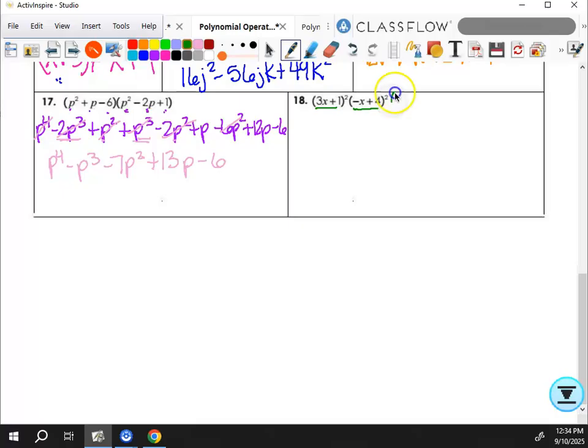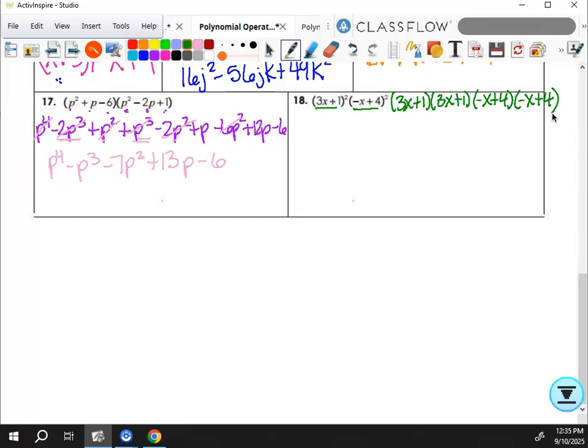So I would write this out as 3x plus 1 times 3x plus 1 times negative x plus 4 times negative x plus 4. Now, these are called perfect square trinomials. There is a pattern to it. You don't have to FOIL them, but most of you aren't going to remember the patterns, and that's okay because you can FOIL it. If you know the pattern, knock yourself out, it's fine.